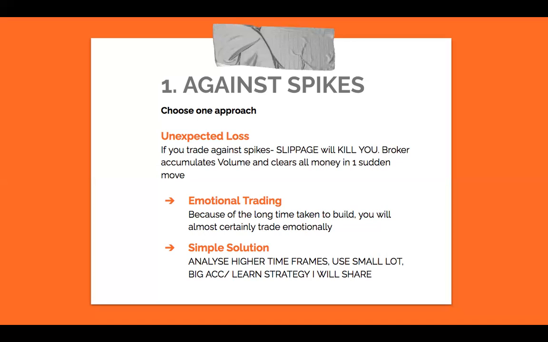And so with this particular strategy where you're trading against the spikes, the broker accumulates volumes while you are selling boom. So you're selling boom, and they're accumulating volume. Then once they have reached the volume target that they want, they will make it spike.